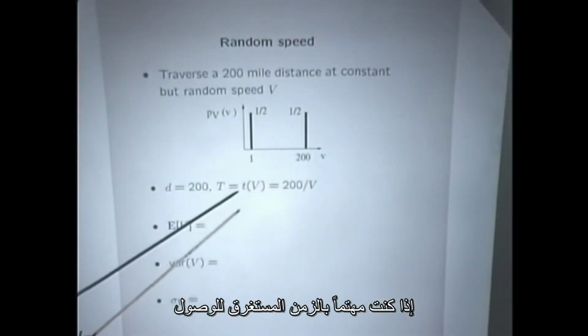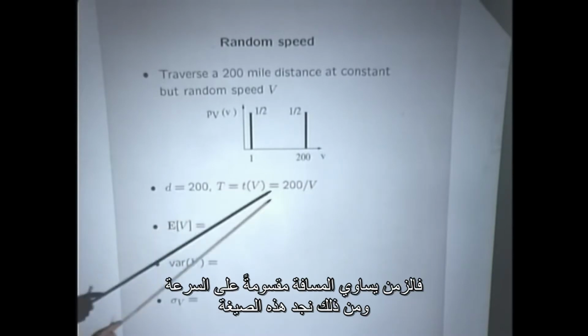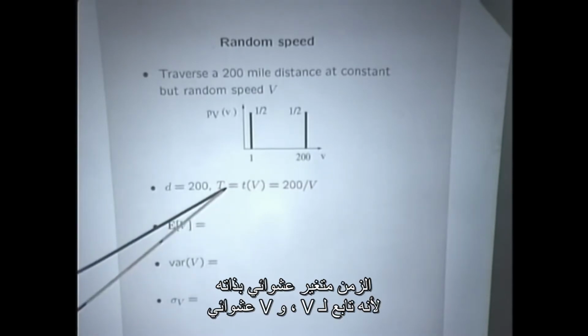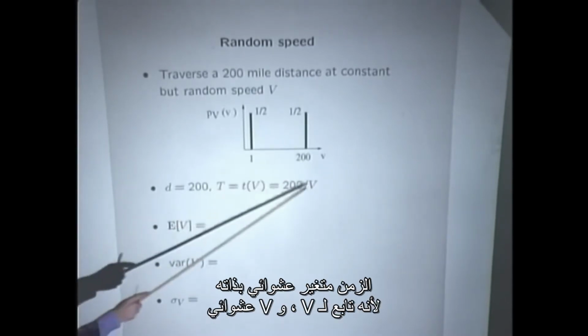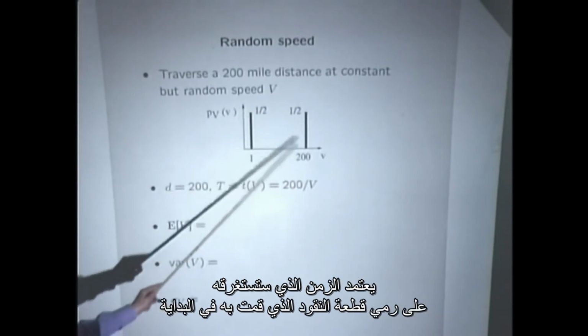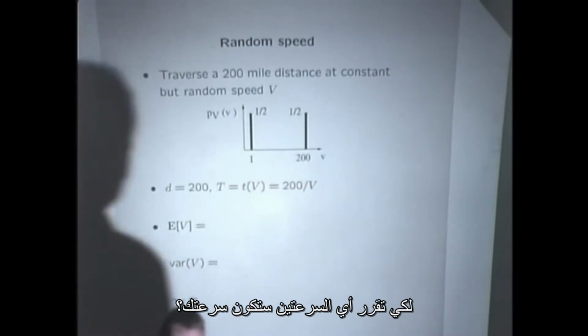In case you're interested in how much time it's going to take you to get there, well, time is equal to distance divided by speed. So that's the formula. The time itself is a random variable because it's a function of v, which is random. How much time it's going to take you depends on the coin flip that you do in the beginning to decide what speed you're going to have.